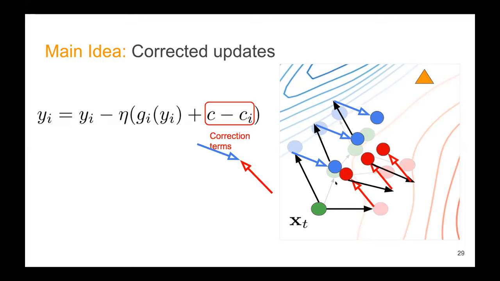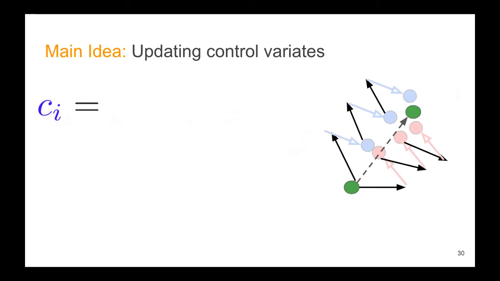You can obviously do this for every client, and you start drifting away from the SGD path, but you stay reasonably close so that when you average them, you get close to the SGD. Okay. So how do you compute these correction terms? It's very simple. We use client state. The idea is to basically look at what happened in the past.